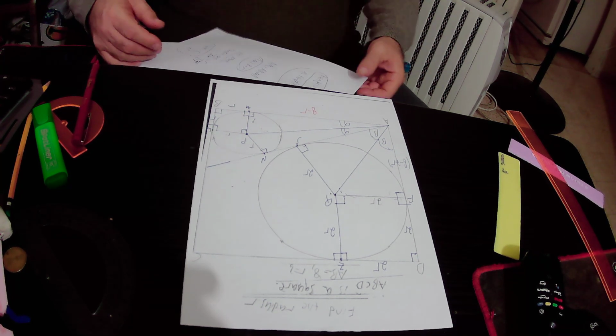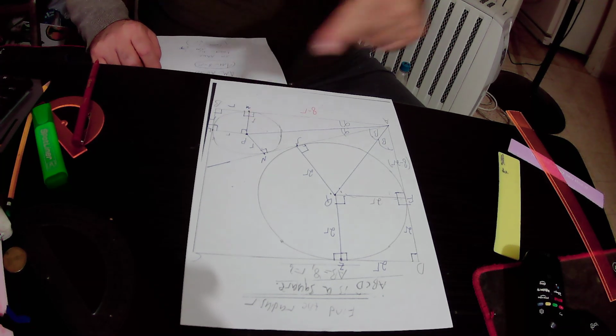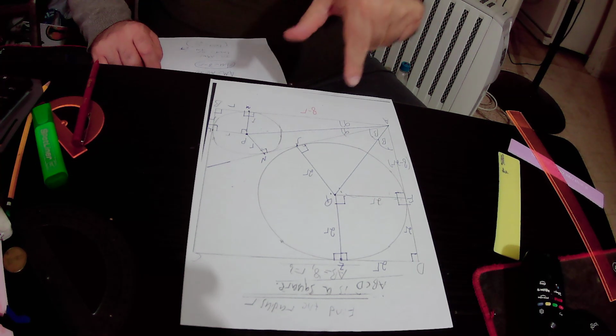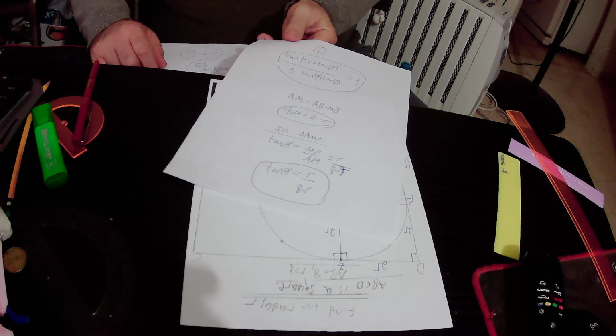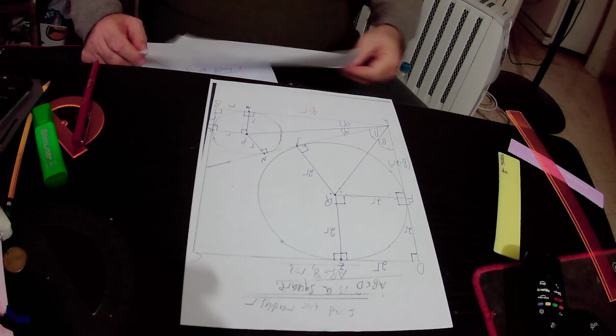So we found that tangent alpha equals PM over AM. PM is R, AM is 8 minus R. So in total, we got that tangent alpha equals R over 8 minus R.